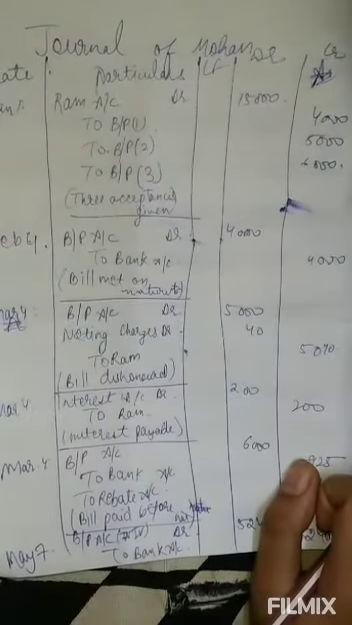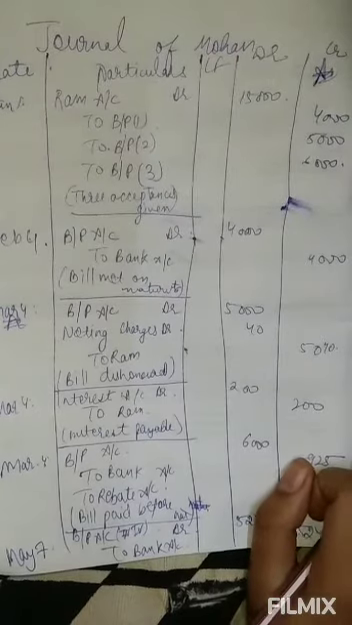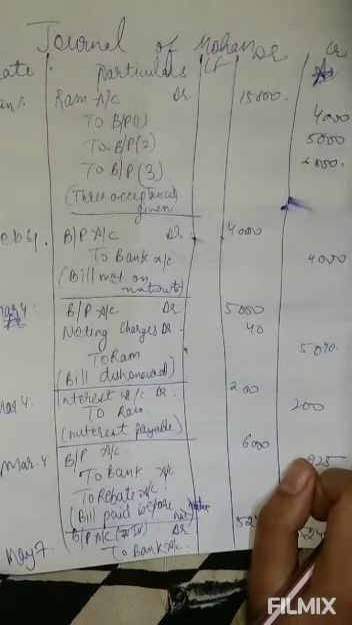Okay, in this question we were asked 3 things: journal of Ram, journal of Mohan, journal of Sohan. So first of all we have prepared the journal of Ram, then the journal of Sohan, then the journal of Mohan. Okay, so thank you.